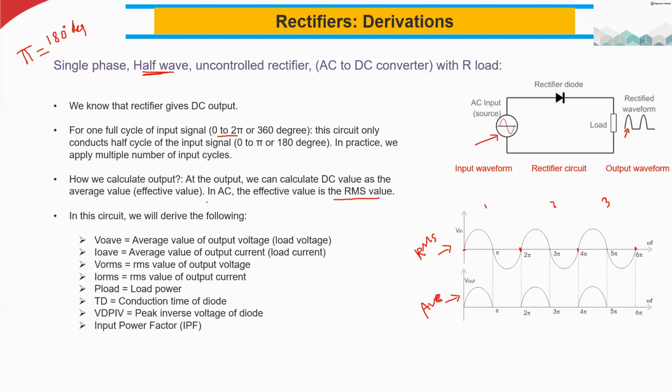Okay, so for this circuit, we have to derive several formulas. First is VO average, that means the average value of the output voltage. And IO average, the average value of the output current. Similarly, VO RMS, the RMS value of the output voltage, IO RMS, the RMS value of the output current, the load power, the conduction time of the diode, the peak inverse voltage, which we can simply call the PIV of the diode, and then the input power factor. All these parameters we have to derive for this circuit. If you understand this one circuit, then you can apply the same principle to all other circuits. Please try to give your attention.